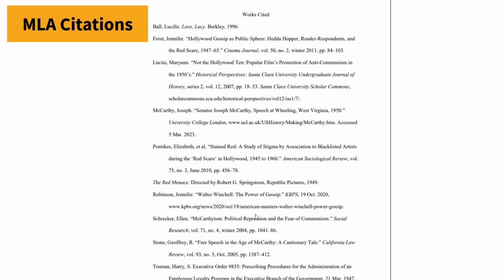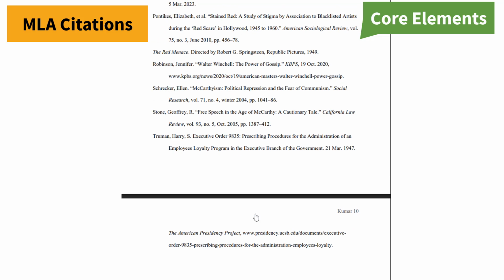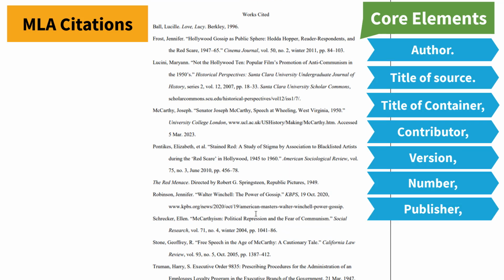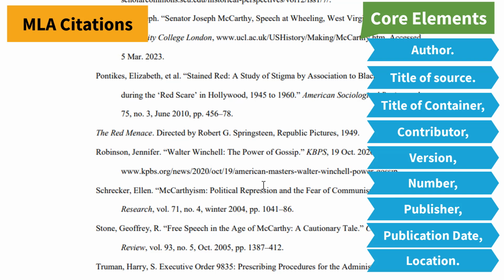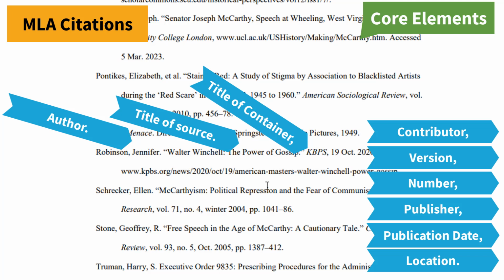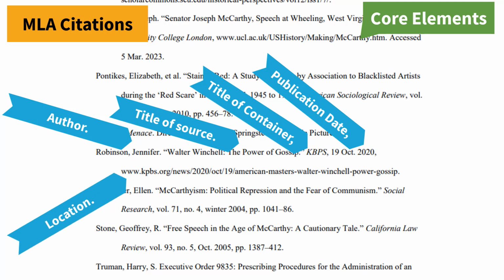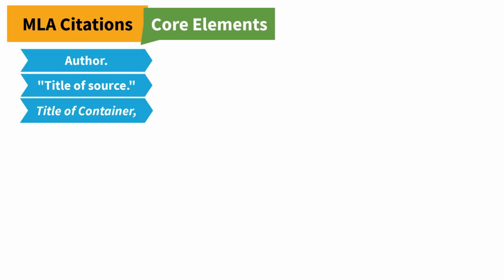Every MLA citation on your Works Cited page follows a standard pattern using up to 9 core elements. You won't use each element every time, but the key is to check for each element whenever you find a source, and if it doesn't apply, skip it and move on. The goal is to include what's relevant and accurate in the correct order and format. Here are the core elements.